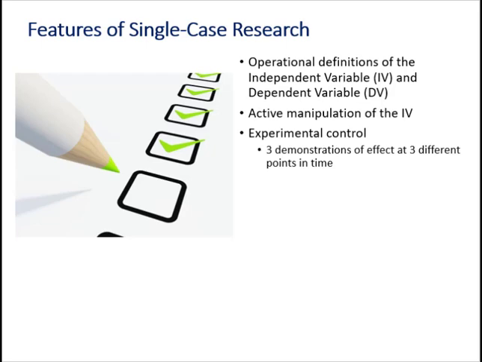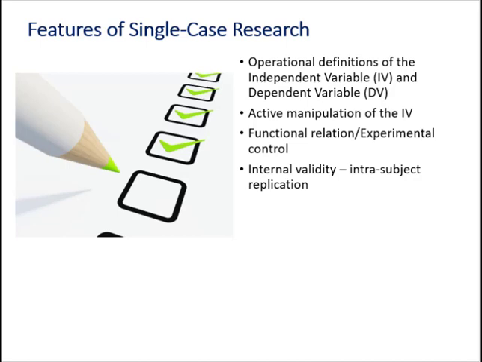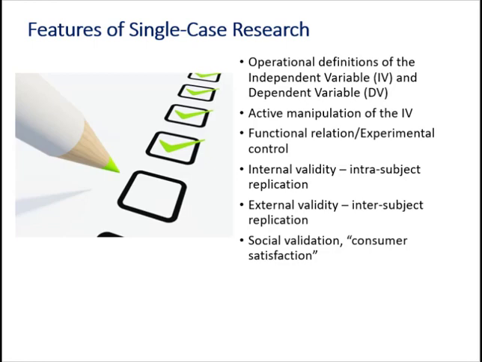Experimental control, or the ability to state a cause-effect relationship between the introduction of the independent variable and change in the dependent variable, is part of single-case research. What we are after here is, say it with me, 3 demonstrations of effect at 3 different points in time. We control for threats to internal validity and demonstrate direct intra-subject replication. We demonstrate external validity through inter-subject replication. We measure social acceptability by evaluating perceptions of the goals, procedures, and outcomes of the study.